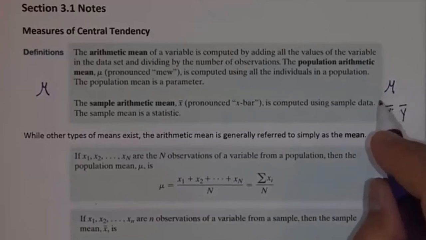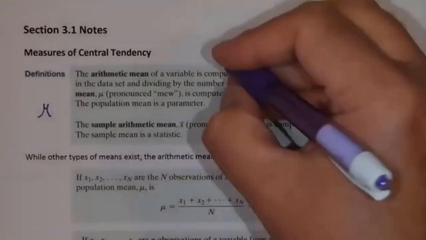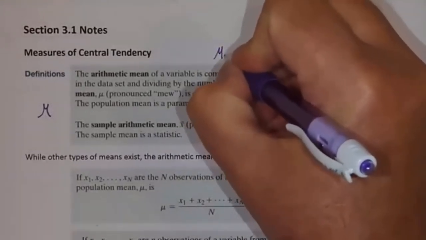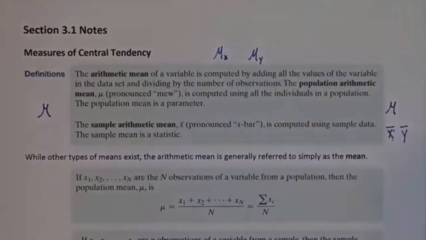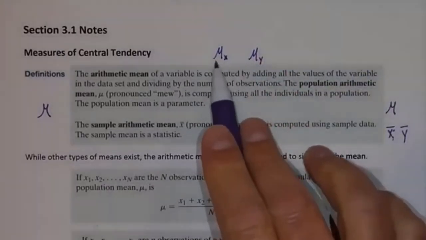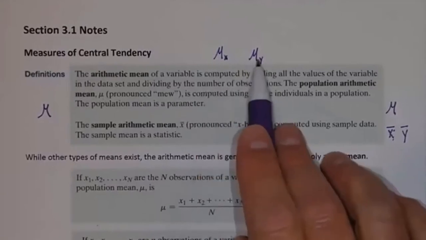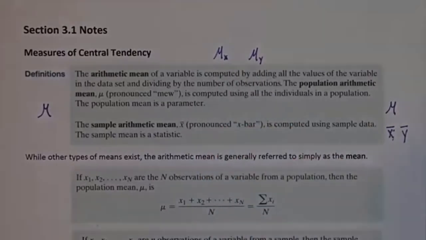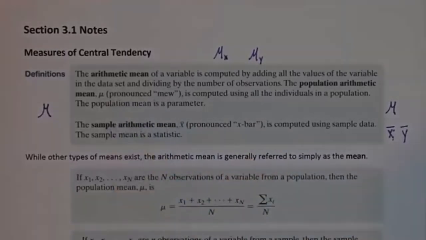In the same way, if we have a population and we're looking at multiple variables, so if we have an x variable and a y variable, we might denote the mean of the x variable by using mu with a subscripted x, so mu sub x, or we might have mu with a subscripted y. So this would be the population mean of the x variable, whereas this would be the population mean of the y variable. So we still use mu, we would just have a subscript to be able to distinguish between which variable we're talking about. While other types of means exist, the arithmetic mean is generally referred to simply as the mean. So technically we have the arithmetic mean, but usually we'll just call it the mean.